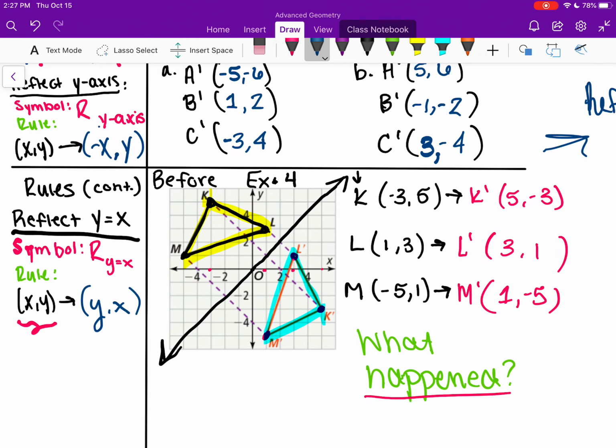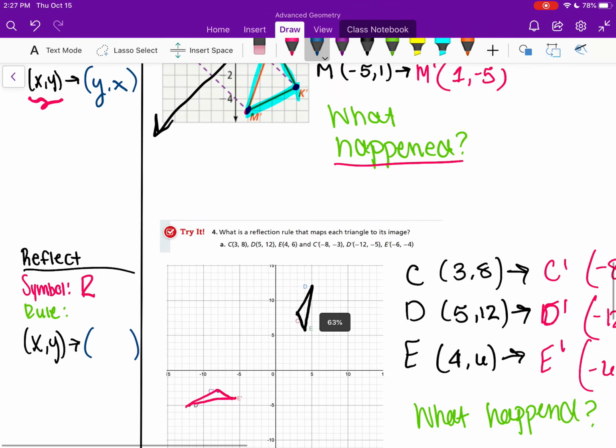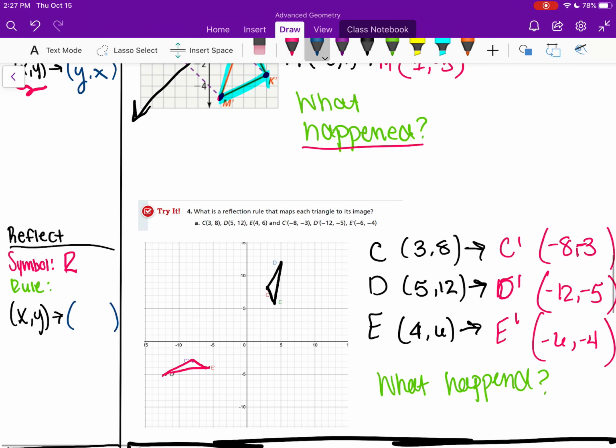And now your try it problem for example 4, part A. It says, what is the reflection rule that maps each triangle to its image? It gives you points C, D, E, and their reflected points C prime, D prime, E prime. So what I've done for us is I've put them on a graph. You don't need to graph these. But what I did do was write them as 2 columns. I just took the coordinates that we were given and wrote them as 2 columns, and let's see if we can figure out what happened. X was 3, y was 8. Then it became negative 8, negative 3.